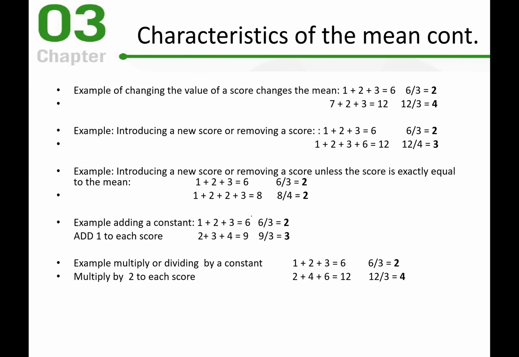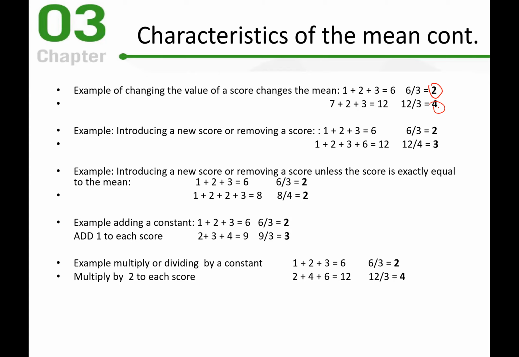All right, so the example of changing the value of a score changes the mean. Right here I have 3 scores, 1, 2, and 3. We add those up, which gives us 6. 6 divided by 3 gives us 2. Let's say I change a number, so instead of a 1, I now have a 7. It's 7 plus 2 plus 3, which gives us 12. 12 divided by 3 gives us 4. So now we have a new mean if we change the value of a score.